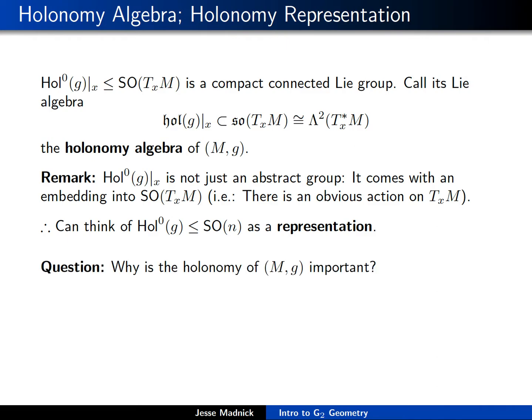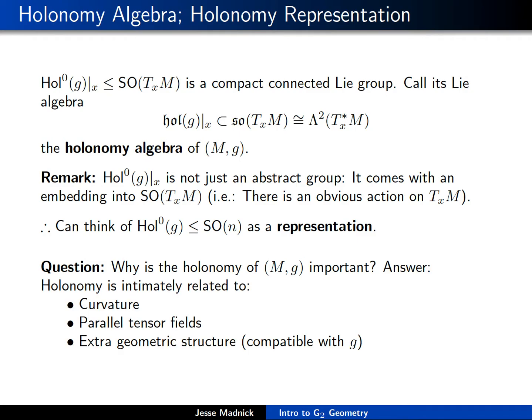Okay. So at this point you might ask, why is the holonomy of a Riemannian manifold important? What is this good for? It's clearly some sort of invariant of the manifold. The reduced holonomy group is telling you about the geometry somehow, and the full holonomy group is telling you about the geometry as well as some π1, some fundamental group information, but how does it relate to other concepts? And so as we're going to discuss right now, the holonomy is intimately related to curvature, to which tensor fields and which spinor fields are parallel, and it is also related to the presence of extra geometric structure that is compatible with the metric. So let's explore each of these in turn.